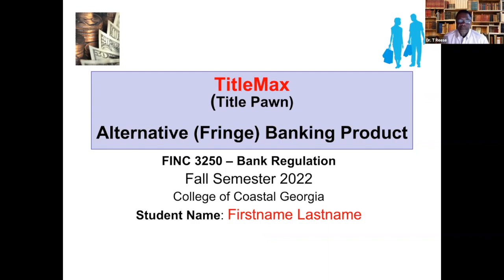I want to review the PowerPoint presentation template for the title pawn presentation. On the first slide, which you're looking at now, you need to put the first name and the last name of all of the members of the group. Please note, I've had this in red font. When you turn in your presentation, the final version, this should be in black font. So put the first name and the last name of everyone in your group.